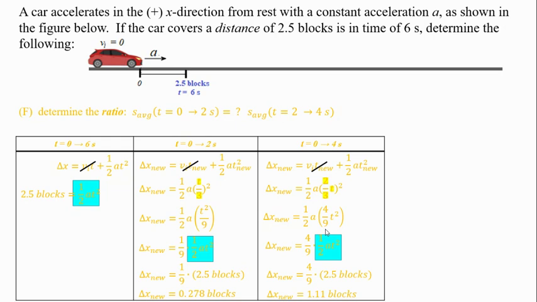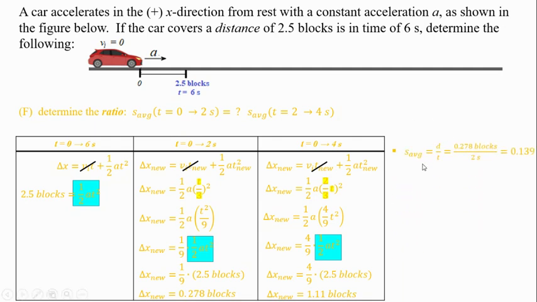Now, you can't use this answer though. You can't use 1.11 blocks because the 1.11 represents the total distance from 0 to 4. But the statement says from 2 to 4, so you need to know the distance from 2 to 4. So watch what I'm about to do.